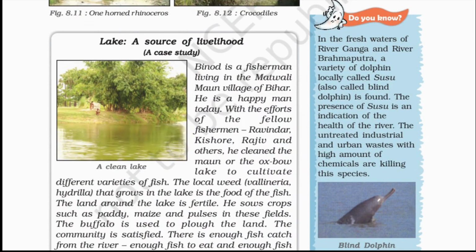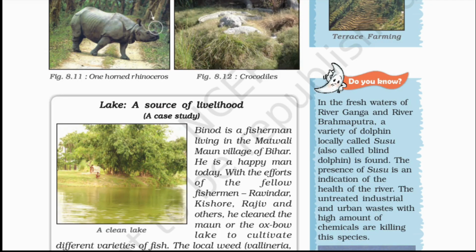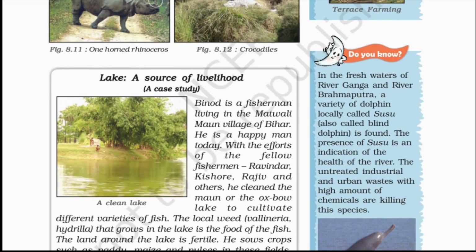Then the next one, do you know? In the fresh waters of river Ganga and river Brahmaputra, a variety of dolphin locally called susu, also called blind dolphin, is found. The presence of susu is an indication of the health of the river, right? The untreated industrial and urban waste with high amount of chemicals are killing this species. So having this blind dolphin is healthy for the river, but the urban waste and the industrial chemicals are killing this dolphin, which is not good for our lakes, for our oceans.